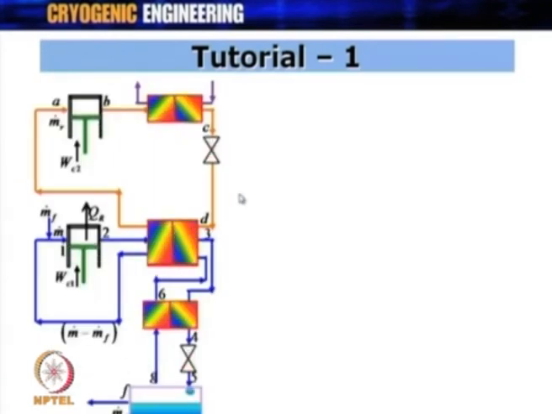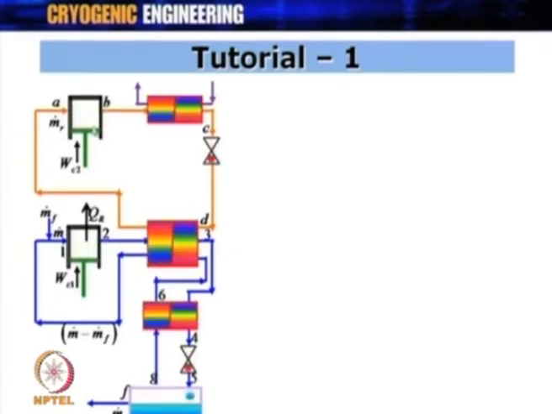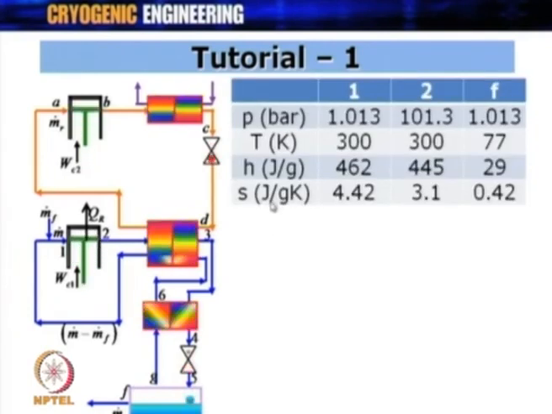As you can see, this is our circuit for a pre-cooled Linde-Hampson cycle. This is the pre-cooling circuit and this is the primary circuit, or Linde-Hampson cycle. M dot R comes into this compressor, M dot comes into this compressor. Now, we get the enthalpy and entropy values for different temperatures and pressures in this cycle. Points 1, 2 and F are the points which are required for calculations of all the parameters asked for in the problem.